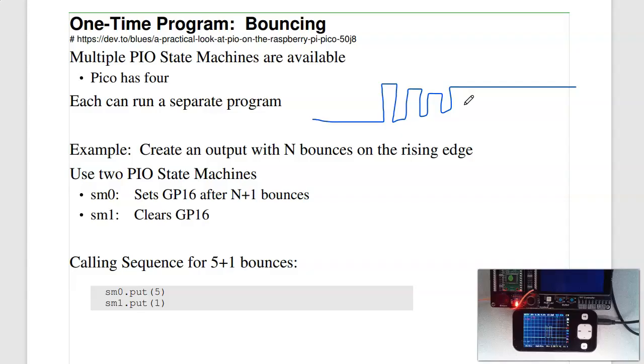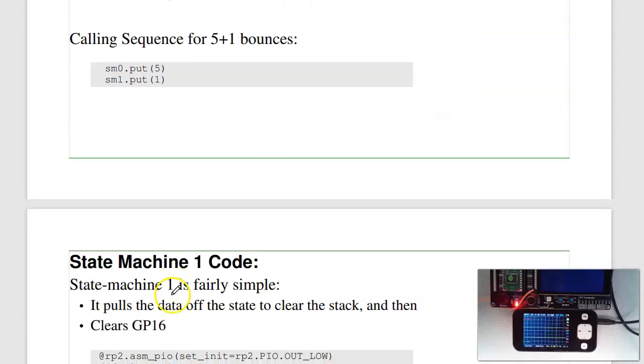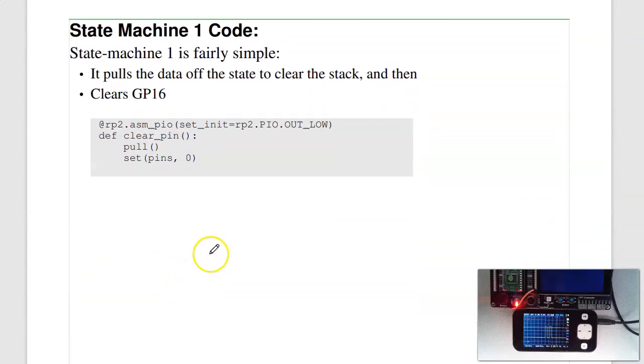So to do that, I'm going to use two PIO state machines. The first one is going to set GP16 after n+1 bounces, and the second one clears GP16. The calling sequence for 6 bounces is put 5, then put 1. And what the code's going to look like for the first state machine 1 is pretty simple. I'm going to pull data off the stack. I don't really care what the data is. I'm just going to clear the pin.